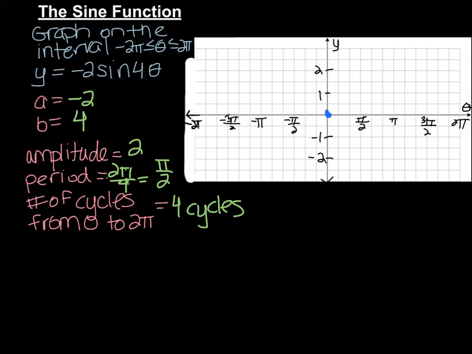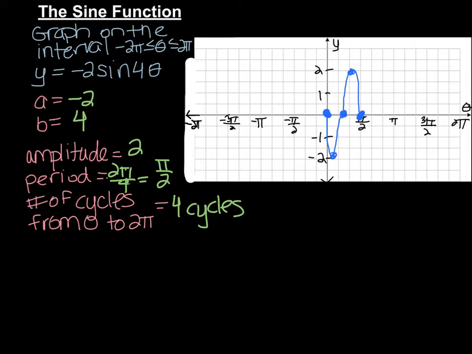Now one cycle is completed at pi over 2. So my ending point for the cycle is also going to be on the x-axis, so the y value is 0 at pi over 2. Now halfway between those 2 points, it's also hitting the x-axis. Then, since it's a negative 2 for an a value, I'm going to be going down to negative 2 first, halfway in between, and then up to positive 2, halfway in between. So this point is halfway in between the two zeros, and this point is halfway in between the two zeros.